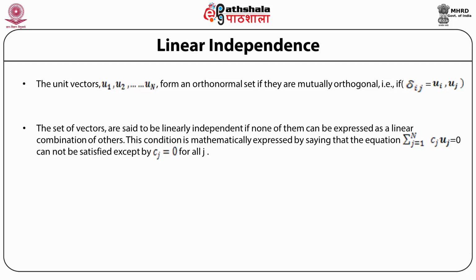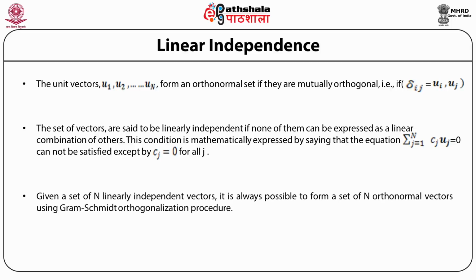Thus, what this condition means is that unless all the coefficients going from 1 to n go to 0, the above condition is not satisfied. Then such a combination of vectors is said to be linearly independent. Further, given a set of n linearly independent vectors, it is always possible to form a set of n orthonormal vectors, which can be done by using the Gram-Schmidt orthogonalization procedure.